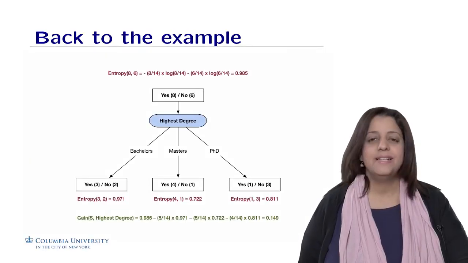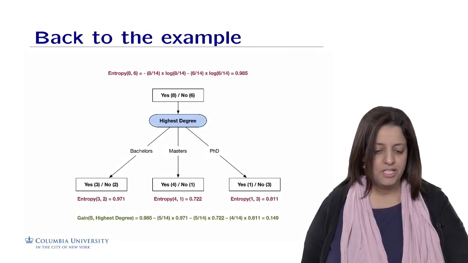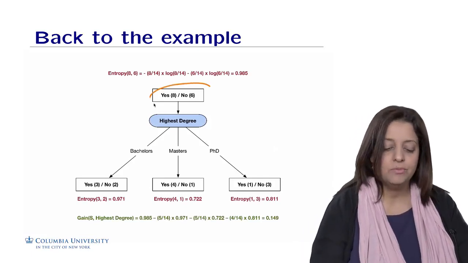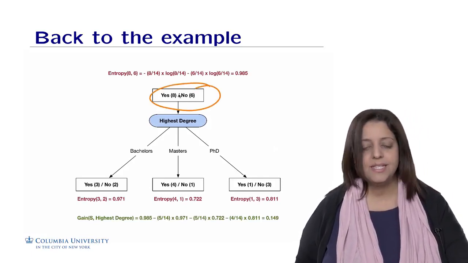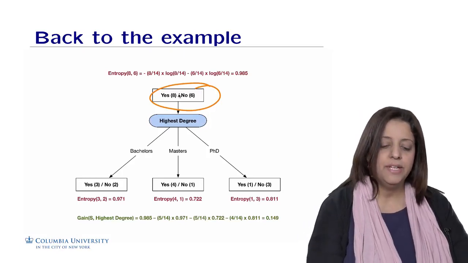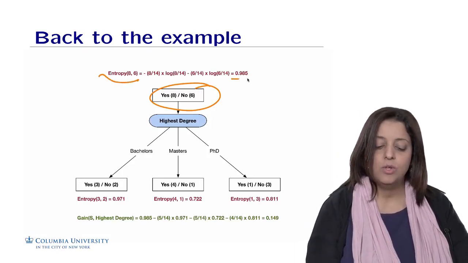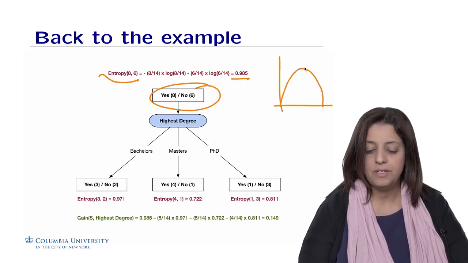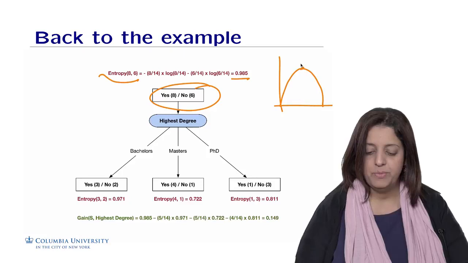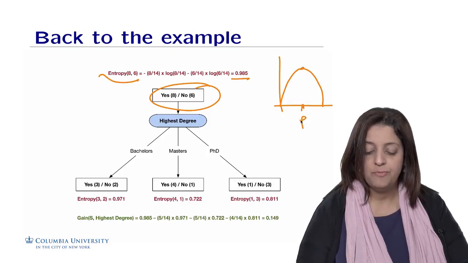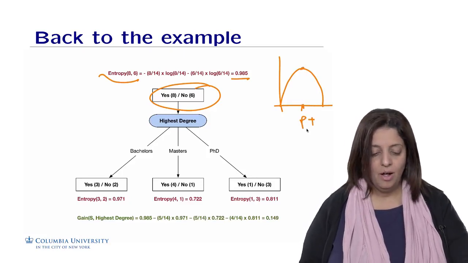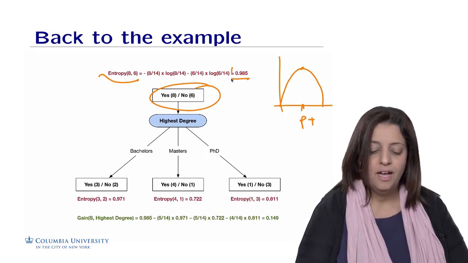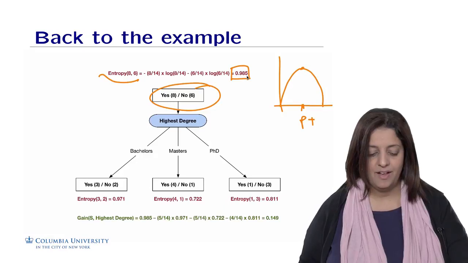Let's now get back to our example and apply the principle of information gain and entropy on our data set. Initially, we start with a root that has 8 positive and 6 negative examples. The corresponding entropy for 8 and 6 is 0.985, which is very close to the top of the entropy scale. Why? Because the proportion of positive examples is almost equal to the proportion of negative examples. So the entropy at the root level is 0.985.